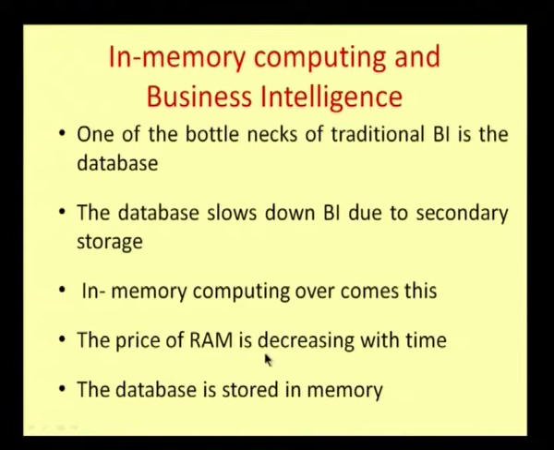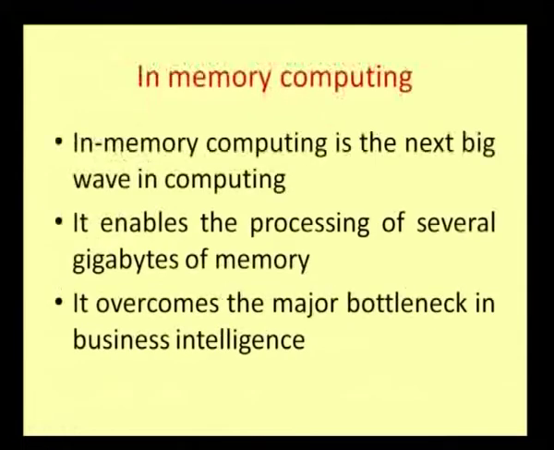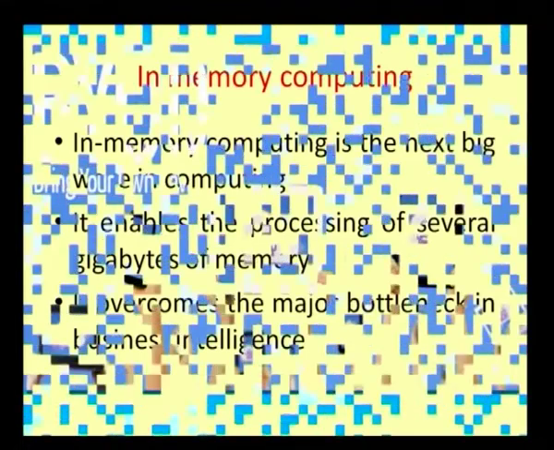The price of RAM is decreasing every day. That is why it is possible to have more RAM size and you can perform in-memory computing. It is the next big wave in computing. It enables the processing of several gigabits of memory by keeping them in the RAM itself. So, it overcomes the major bottleneck in business intelligence. Business intelligence means they want to do the intelligence by analyzing the previous data in an intelligent manner. So, that is called business intelligence.